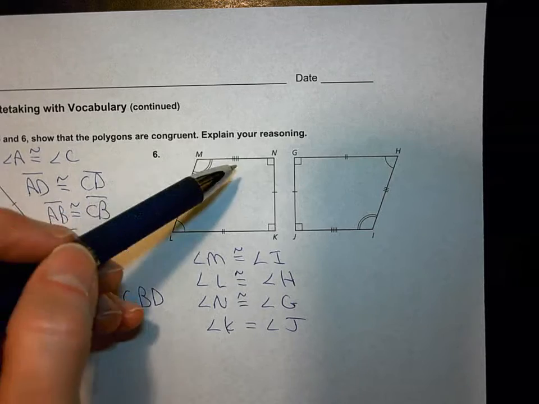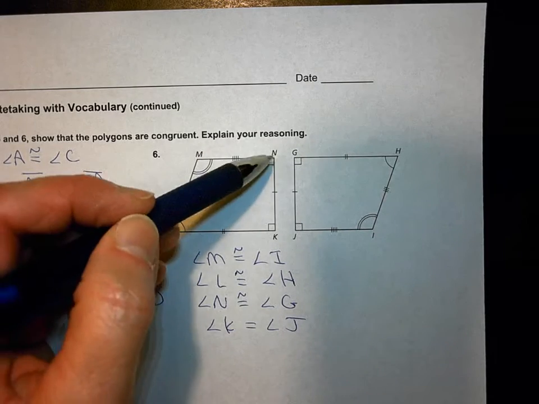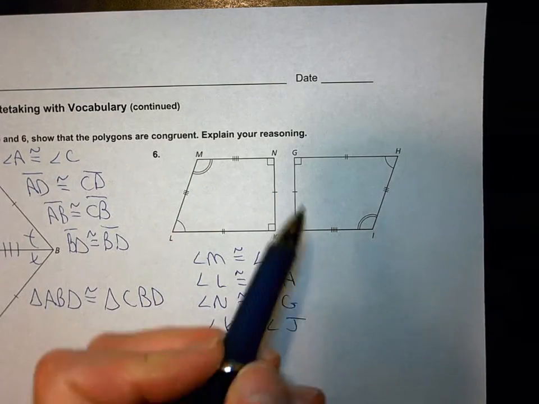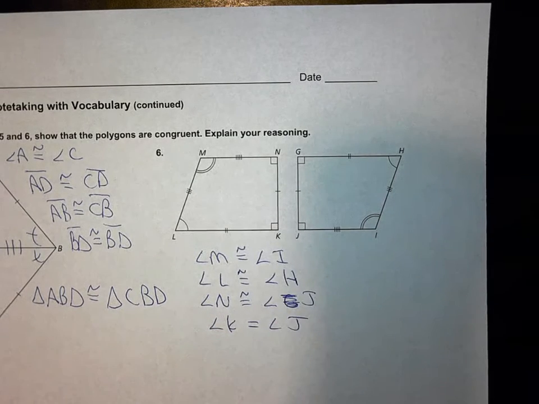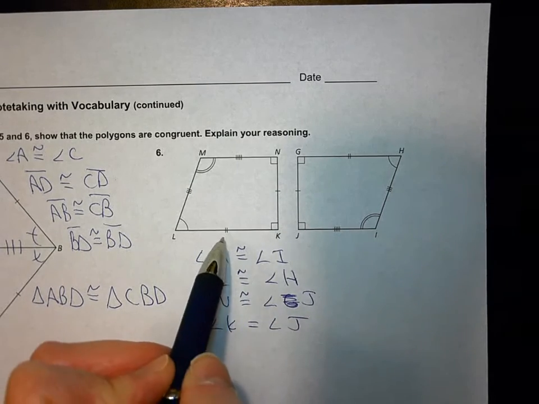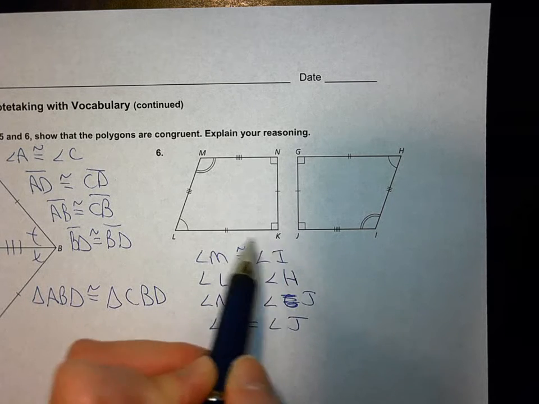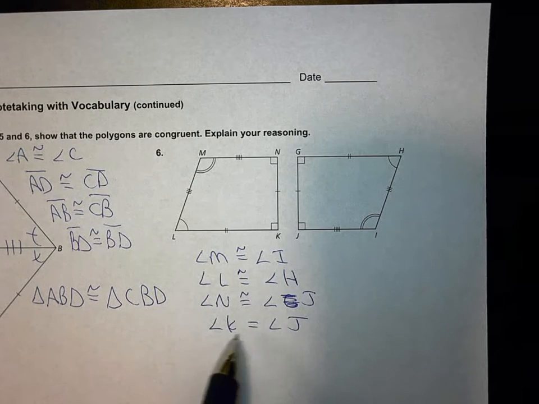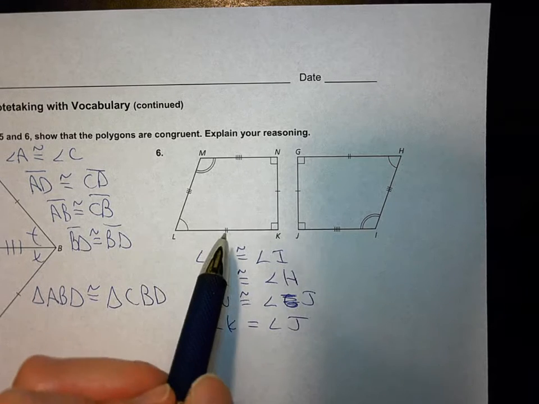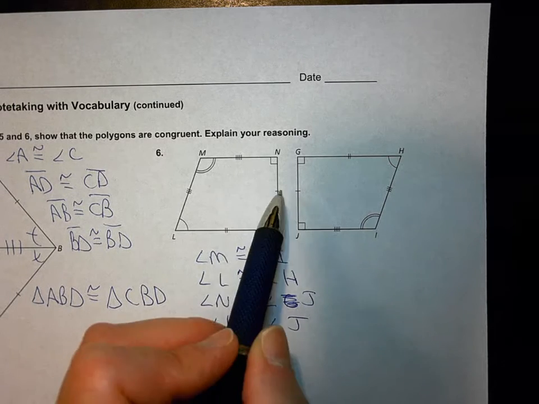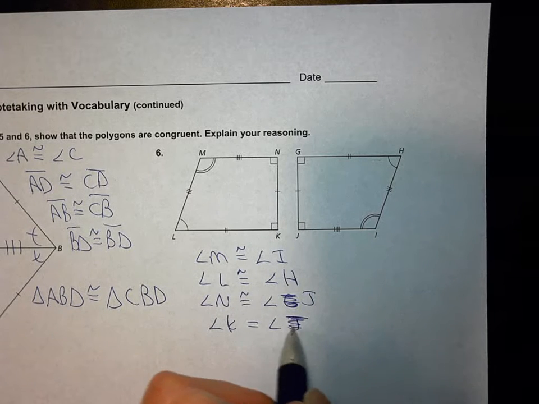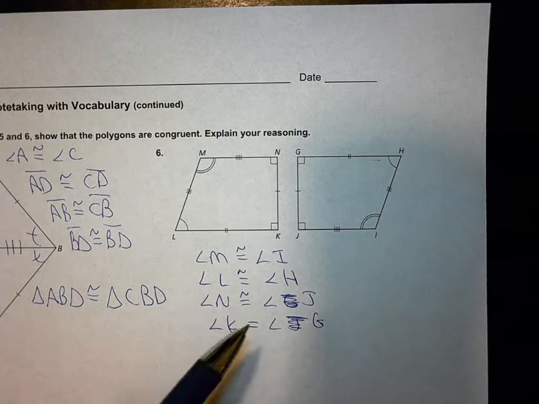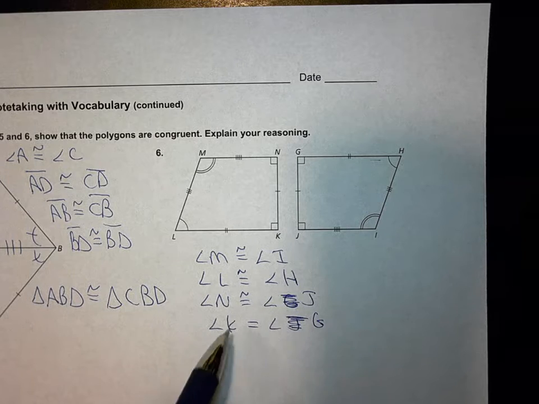So look where we're at. N is between a 3 and a 1, so its matching angle has to be between a 3 and a 1, so we need to change that one to a J. If we look at K, K is between a 2 and a 1-sided marking, so angle K has to be congruent to something that's between a 2 marking and a 1 marking. So here's my 2 marking, there's my 1 marking, so this one actually has to be G. So you have to be a little careful and look at the sides that are coming into the angles.